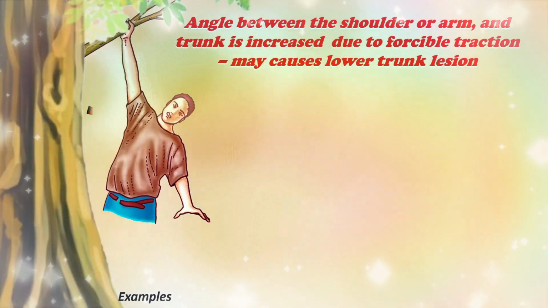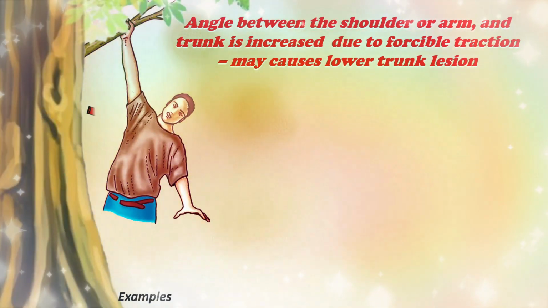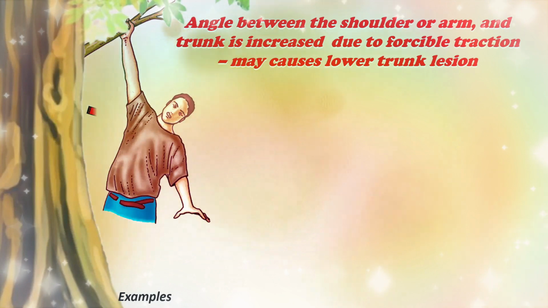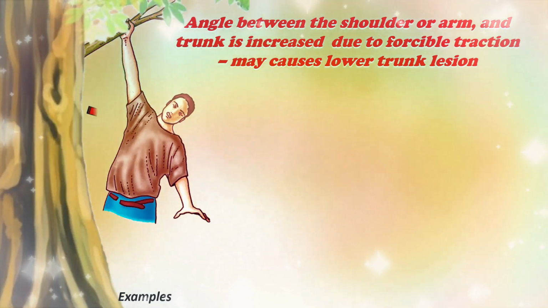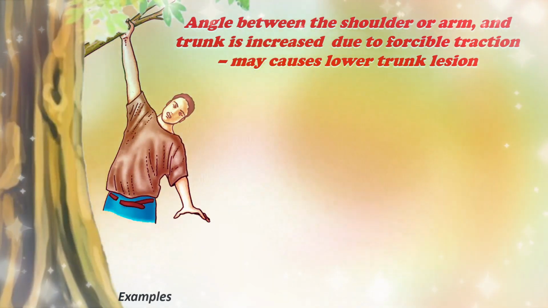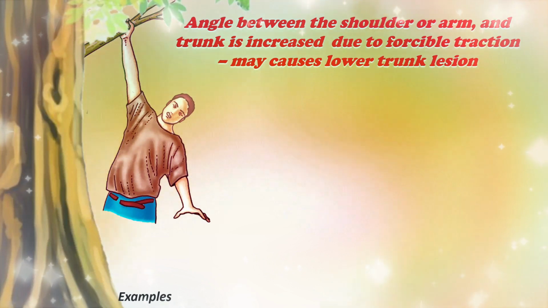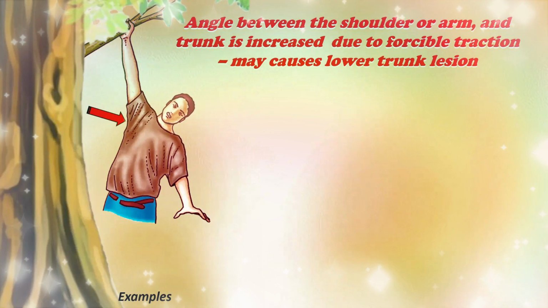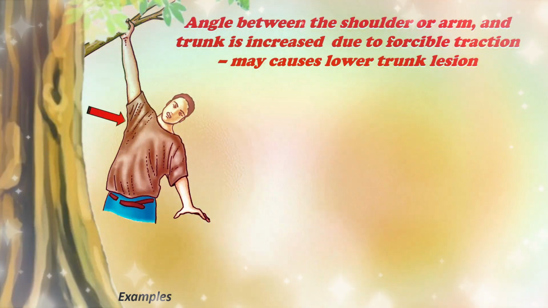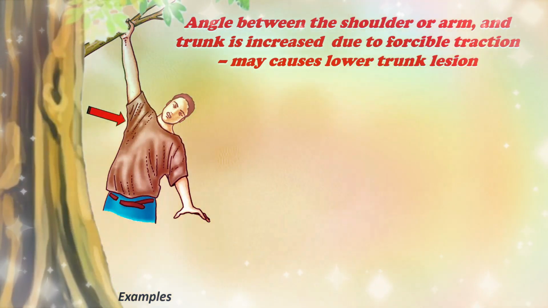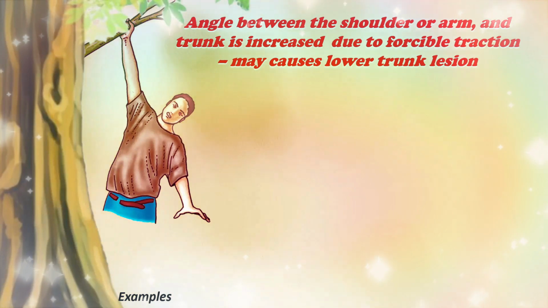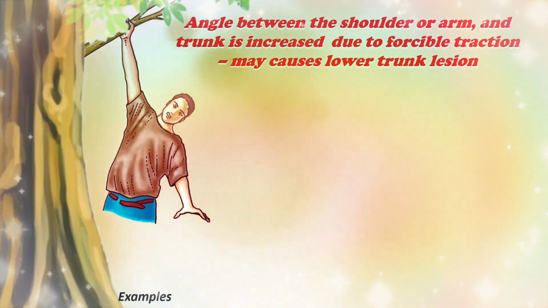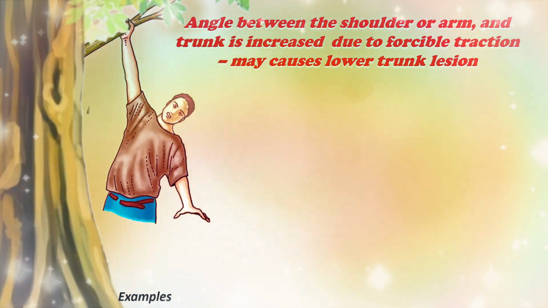This image depicts a notable rise in the angle between the shoulder or arm and the trunk, caused by the usage of forceful traction. This increase in angle may lead to a lower trunk lesion, which is a characteristic symptom of Klumpke's paralysis. The left picture shows a person falling from height, and using his hand to hold onto a tree or something else. In this case, the angle between the shoulder and trunk is increased.